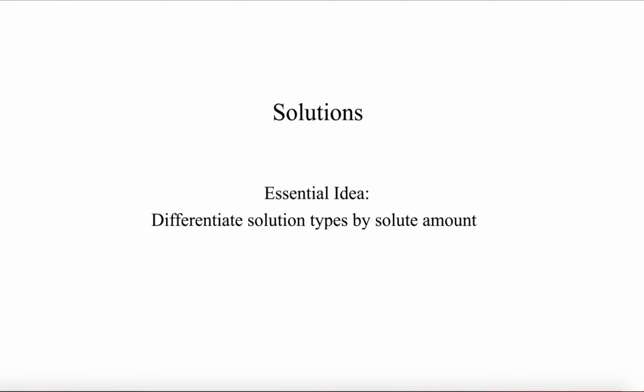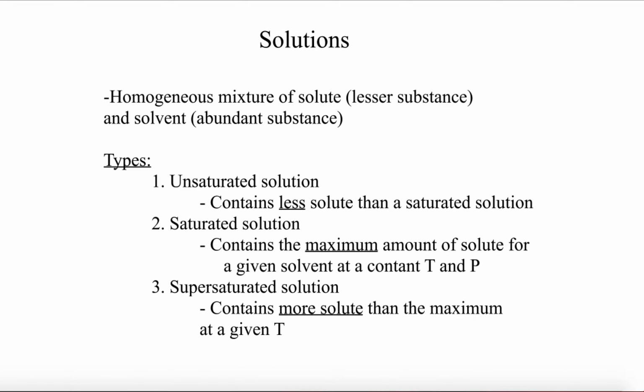So starting off, a solution is nothing but a homogeneous mixture, so it's very evenly distributed, of a solute and a solvent. The solute is a substance where there is a lesser amount of it, and the solvent is a substance in which there is a greater amount of it. Now, solutions come in three different types. You have the unsaturated solution, the saturated, and the supersaturated solution.